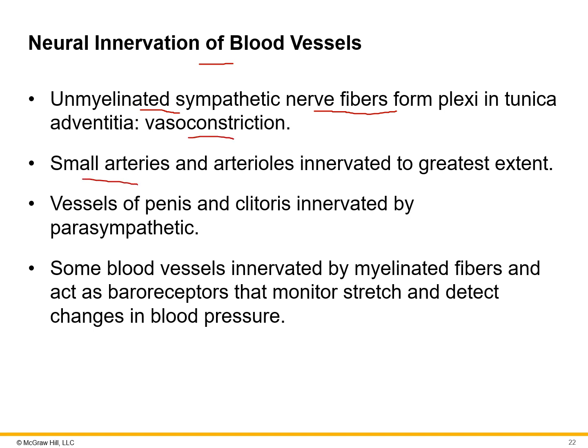So then we have small arteries and arterioles have the greatest extent of innervation, receiving the most nerves coming in. Vessels of the penis and the clitoris are innervated by parasympathetic rather than sympathetic neurons. And then some of the vessels are innervated by myelinated fibers, and they act as what are called baroreceptors, looking more at pressure changes, so detecting that blood pressure and sending that information to the brain.